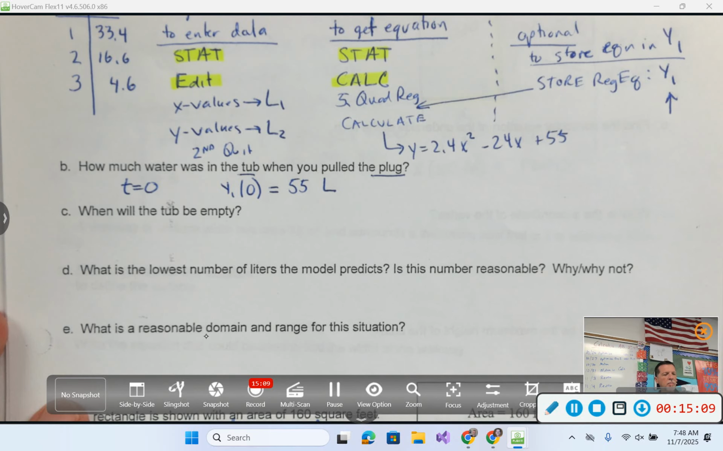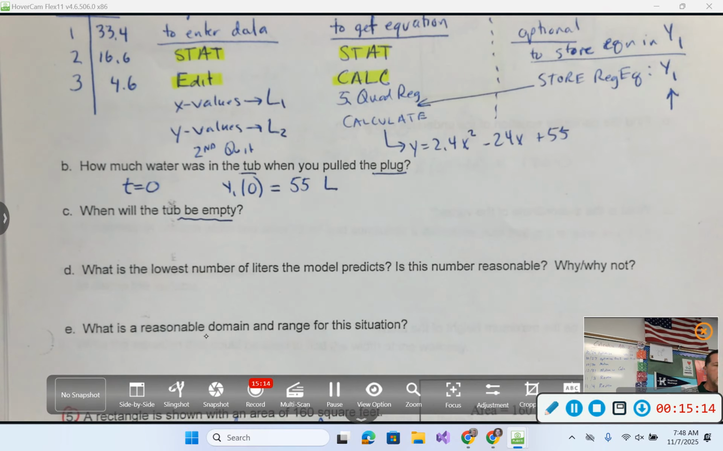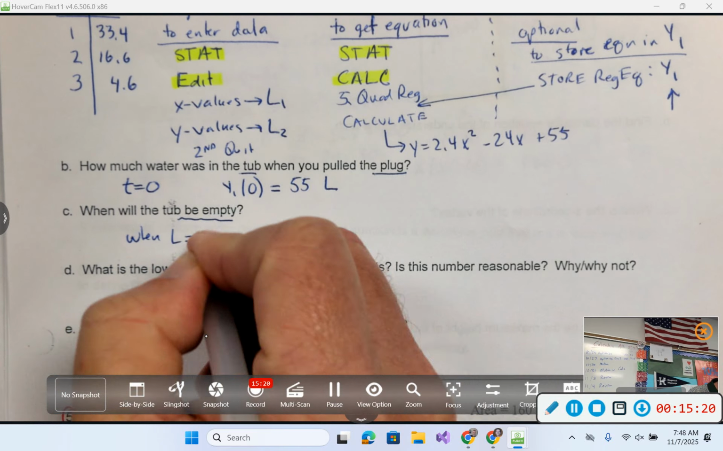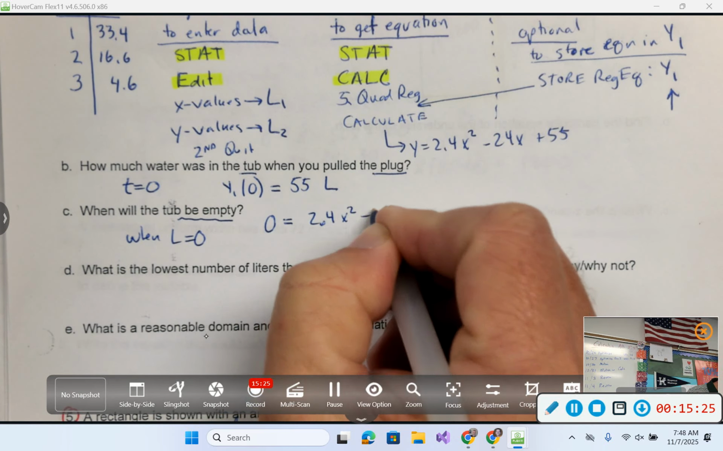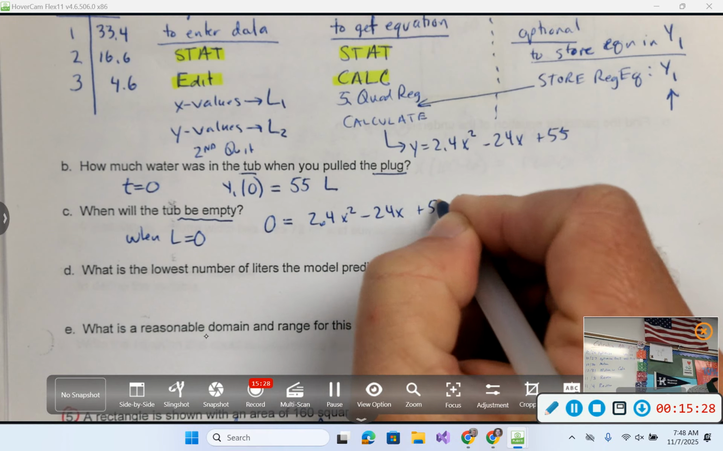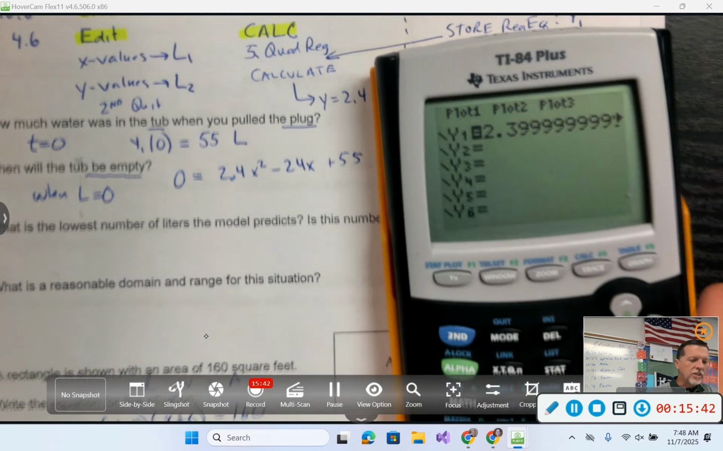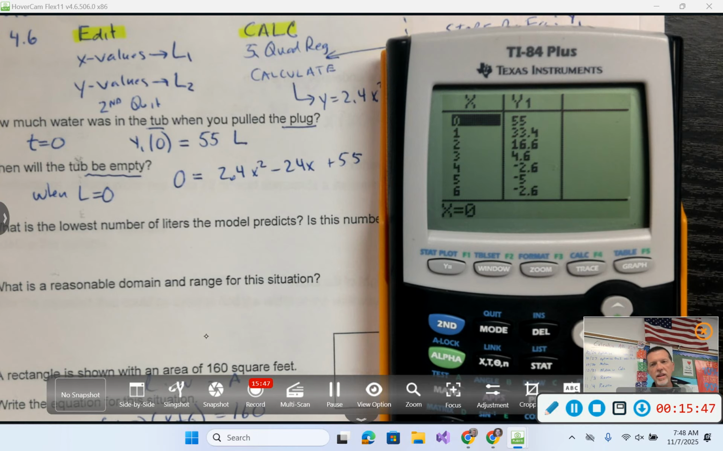When will the tub be empty? So how will I figure out when the tub will be empty? When L is 0. When liters are 0. So 0 equals 2.4x squared minus 24x plus 55. Okay, I have options here. Let's look at the table. I don't think the table is going to give me the exact answer, but it's not a bad place to start.